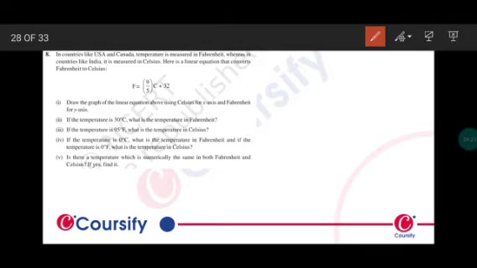Fourth part, if the temperature is 0 degrees Celsius, that is C = 0. So this will become F = 9/5 into 0 + 32. So F is 32.